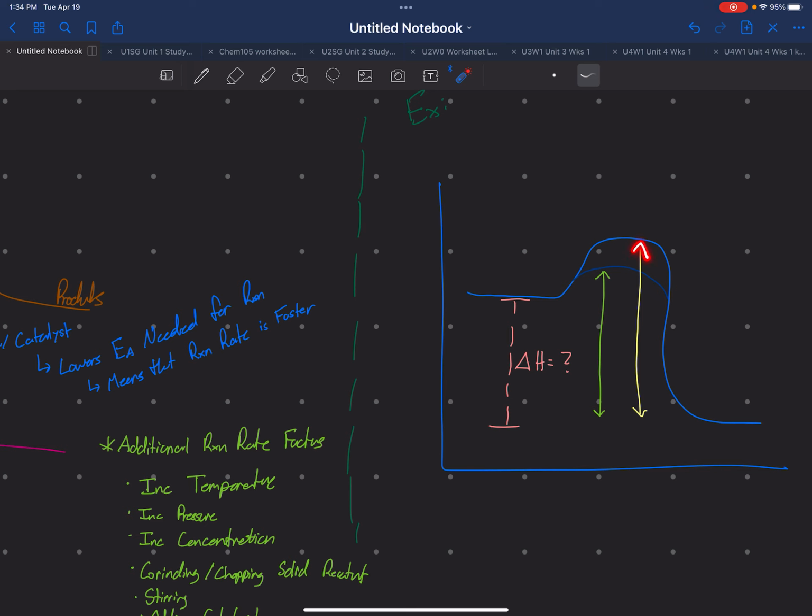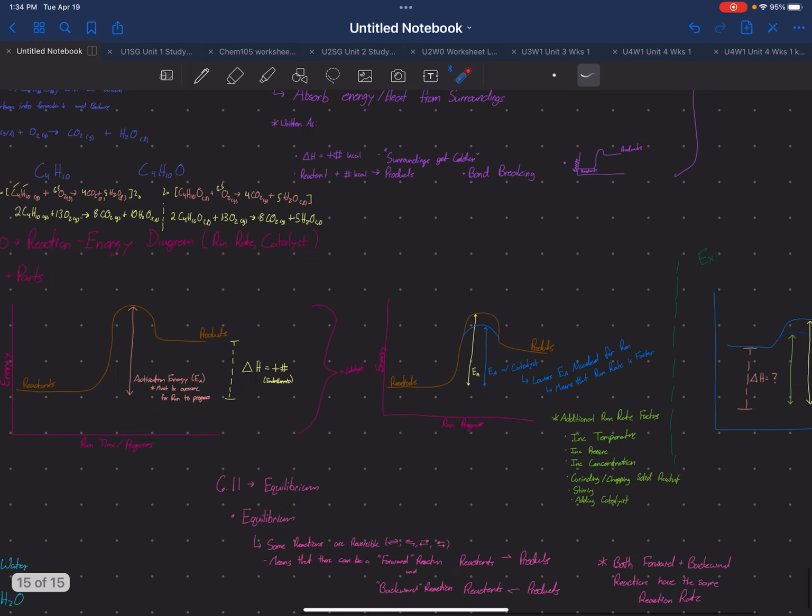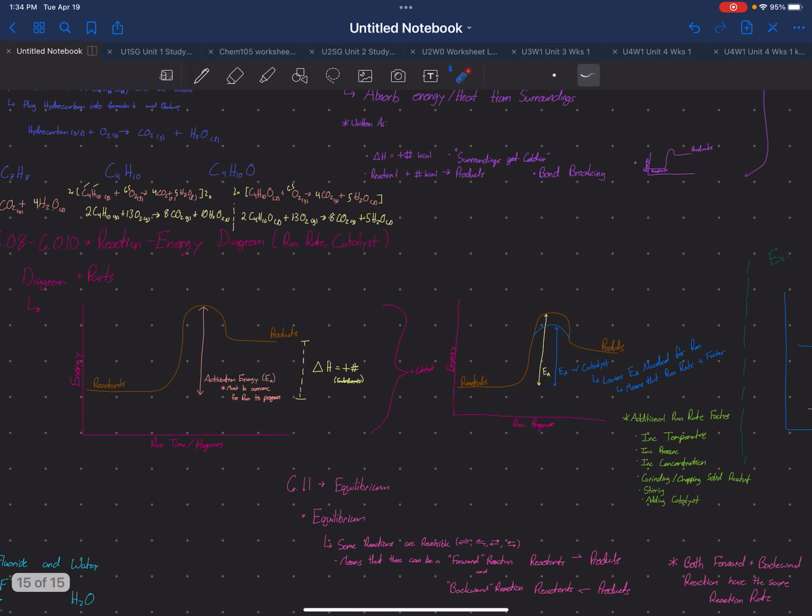Now, what is this yellow line representing? It is representing the original activation energy needed. And then what is this green line showing? Well, it's showing the activation energy with a catalyst. And yeah, I really can't remember if it was on course 6 or not, but I feel really uneasy if I didn't talk about it. So anyway, that's the diagram with reaction rates and catalyst.